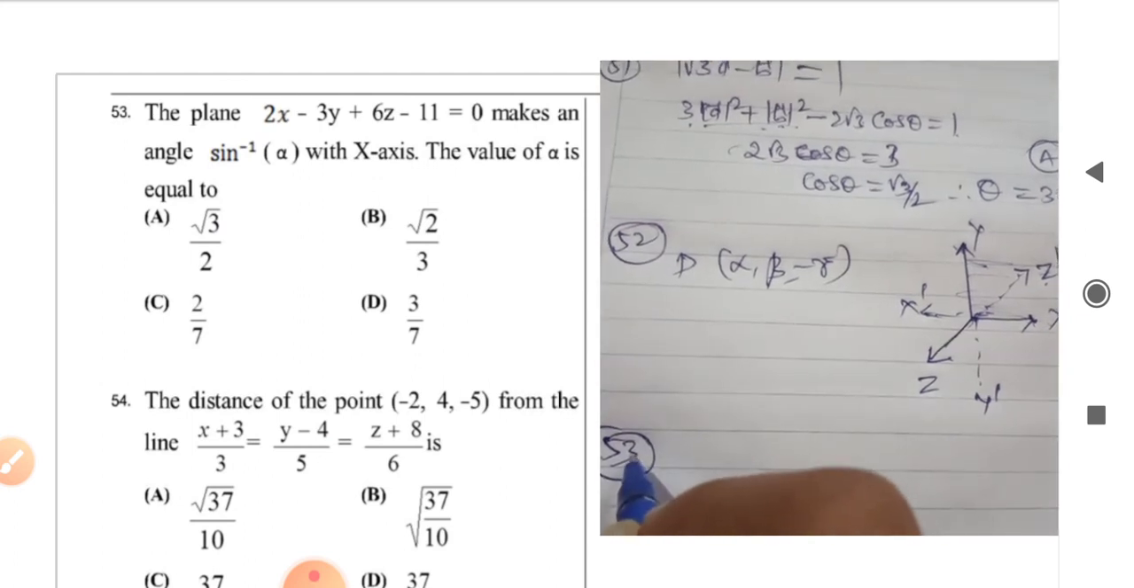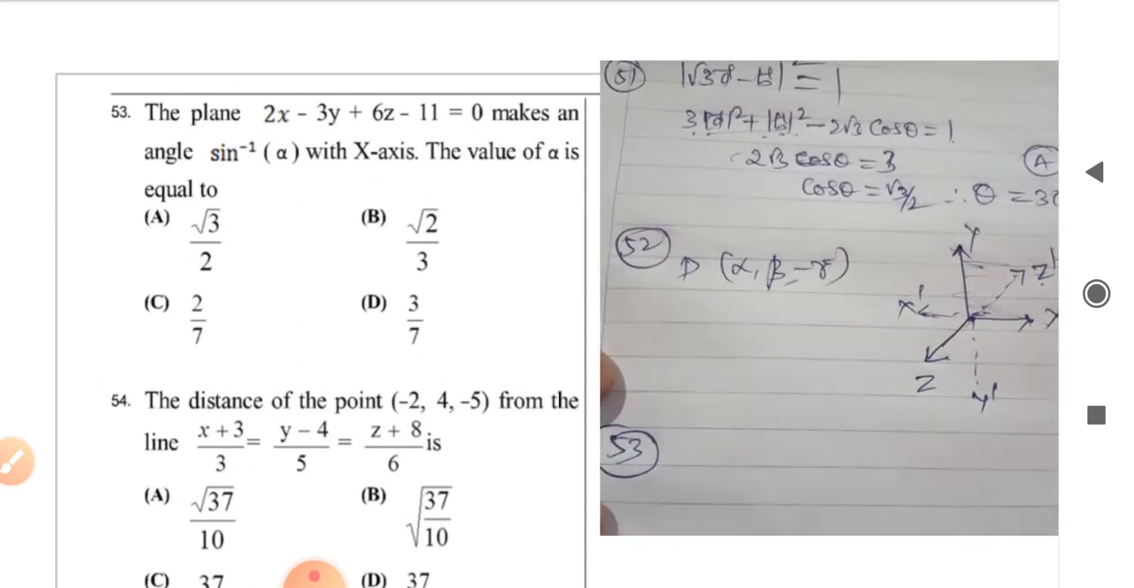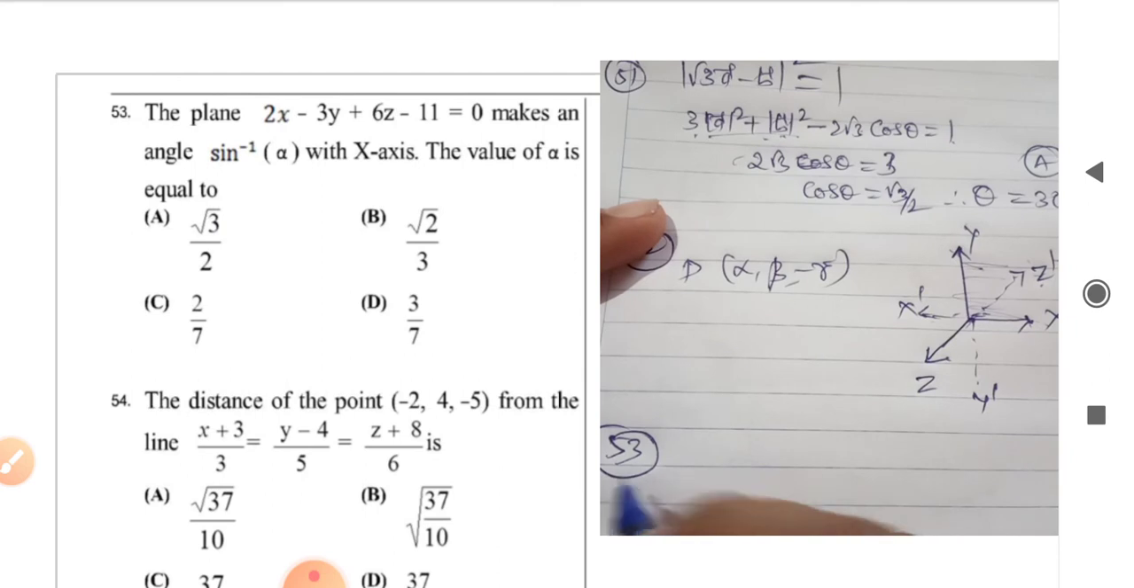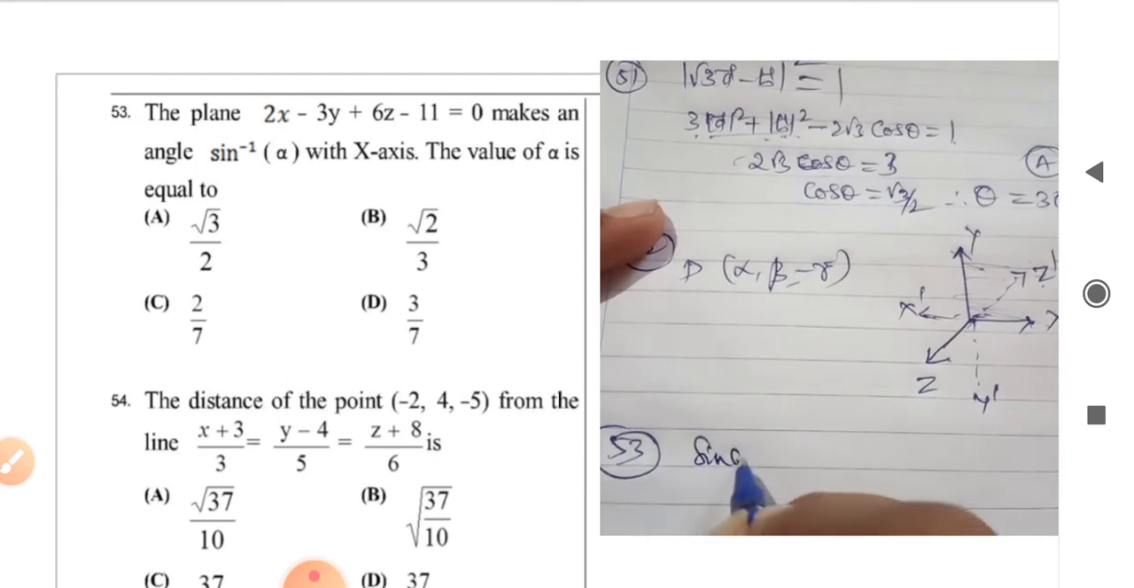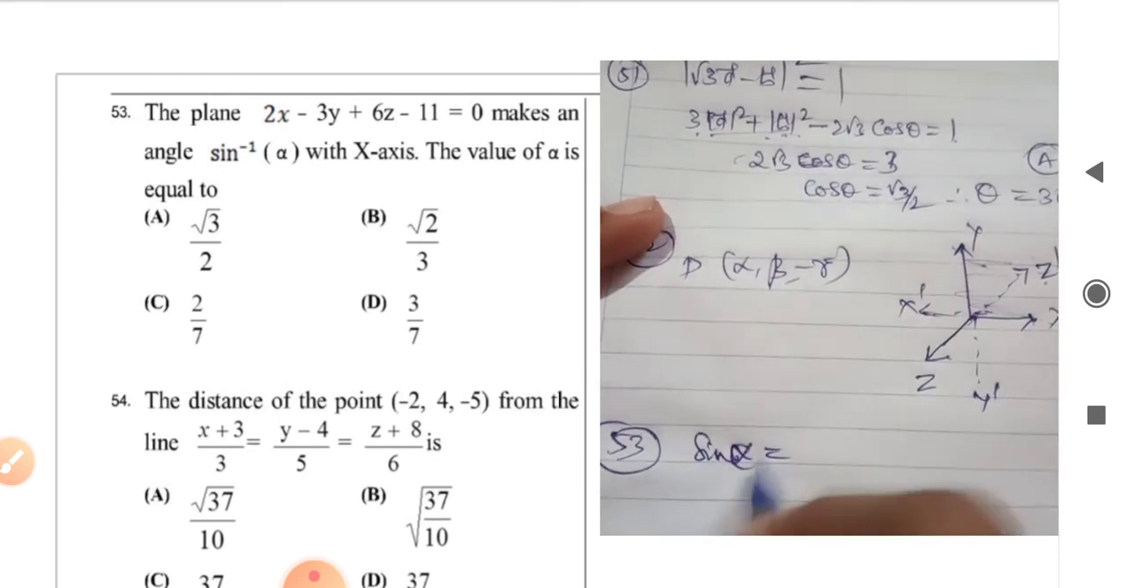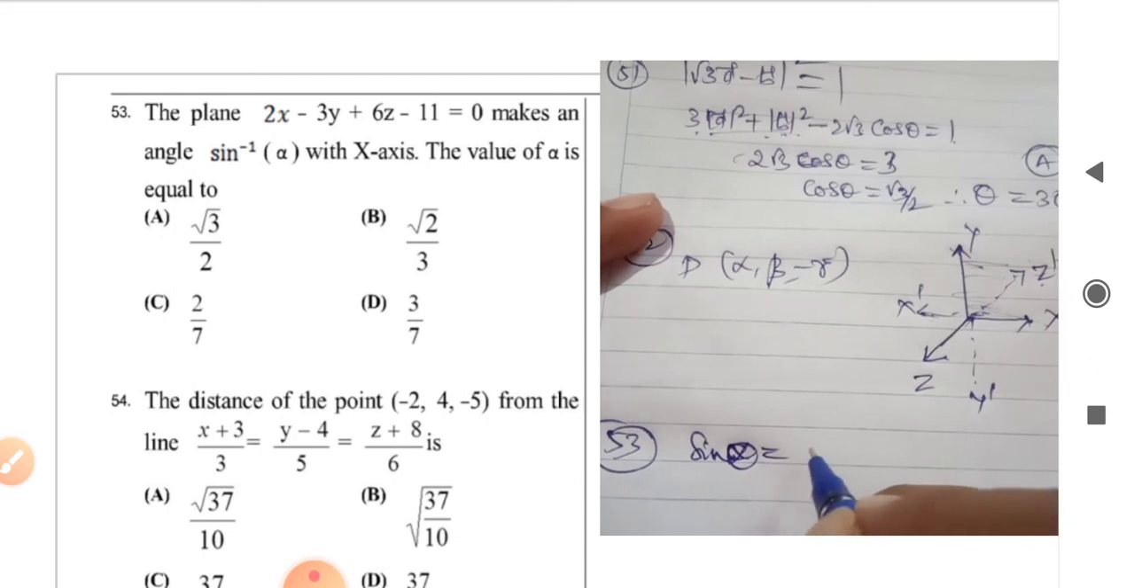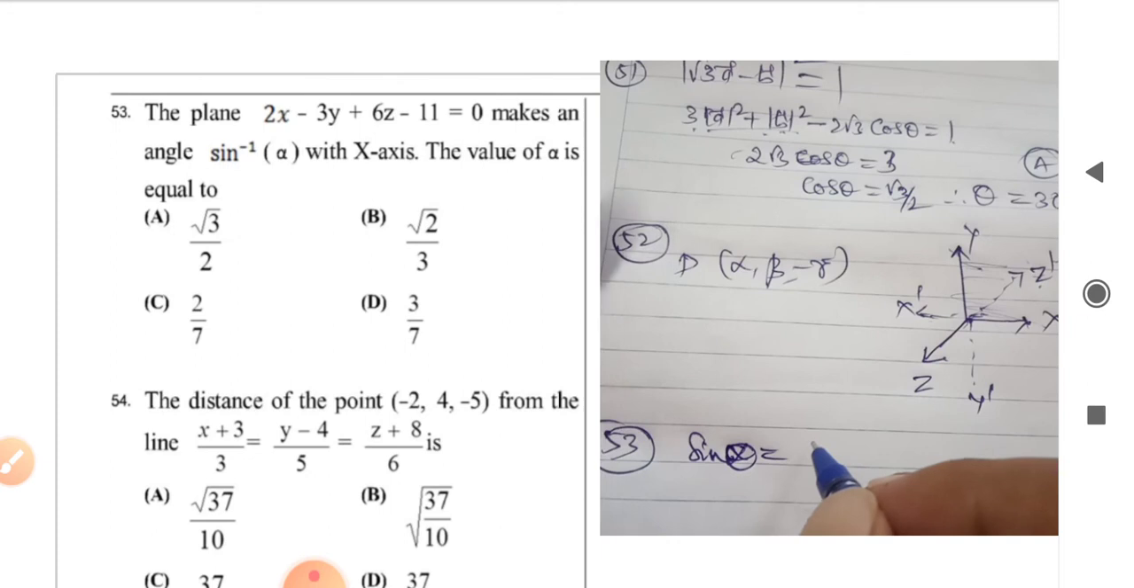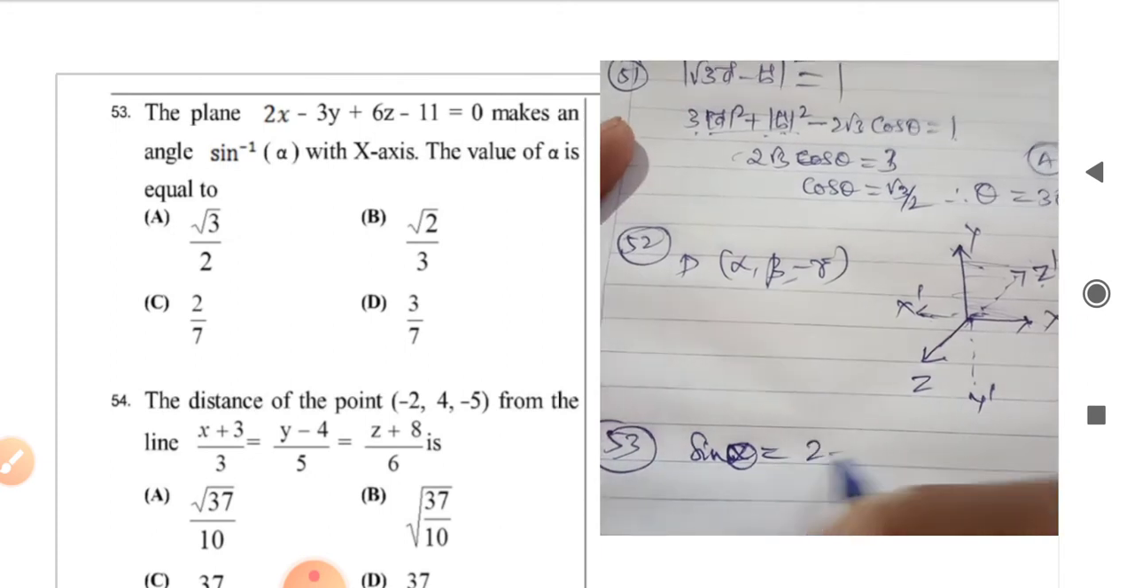The 53rd question is again a very simple question. What they are saying here is they want sine inverse. Remember my dear students, they are asking about the angle between a line and a plane. You know very well the angle between a line and a plane is always given by sine theta only. If you take sine theta, the direction ratios or cosines of the x-axis are 1, 0, 0, so therefore it is 2 plus 0 plus 0.